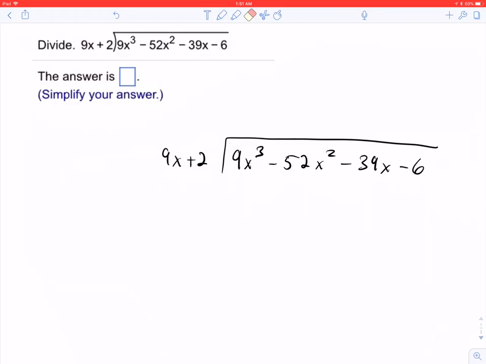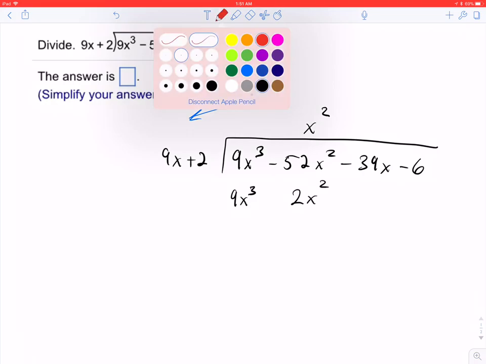The next thing we want to do is say the first term divided by the first term. So 9x cubed divided by 9x gives us x squared. We're going to line up the like terms, so we put our x squared right here. Then, along this path, we multiply. x squared times 9x is 9x cubed. x squared times 2 is 2x.